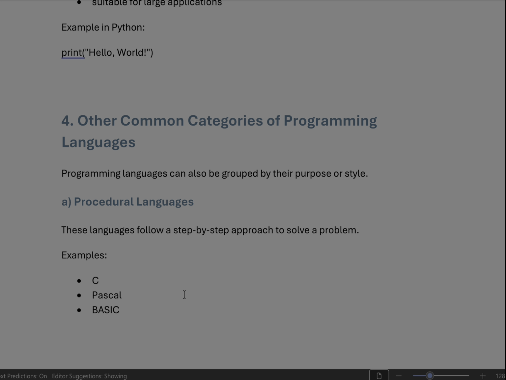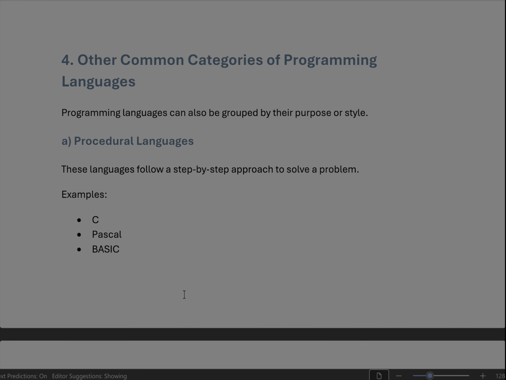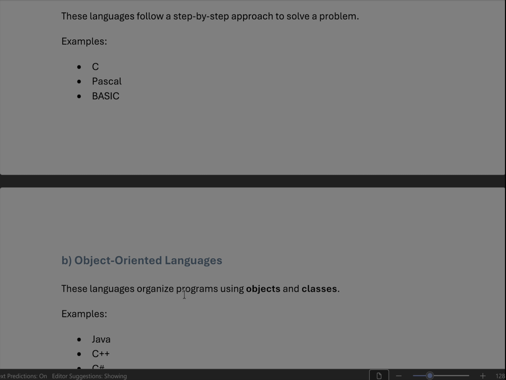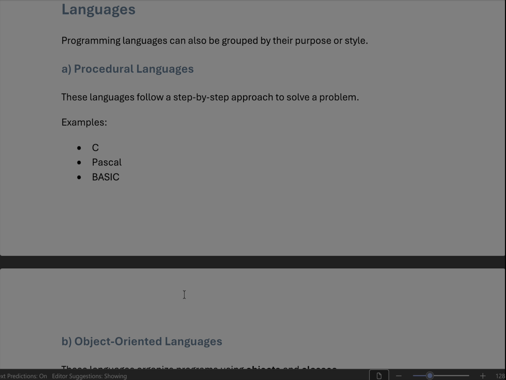So there are other common categories of programming languages, like procedural language. If we have to write step by step, we can use C, Pascal, and Basic. What procedural language is basically, for example, like a food recipe. Only if we follow the recipe step by step can we reach the final dish. That's what procedural language means. It's like following certain steps.